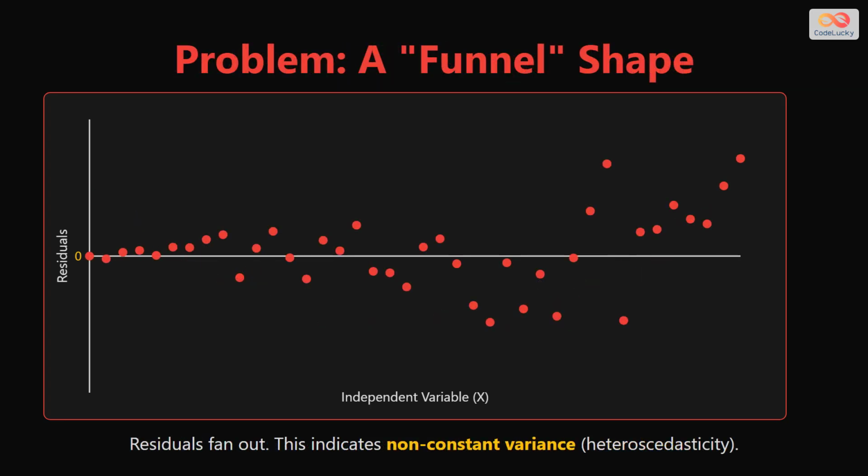Another common problem pattern is a funnel or cone shape, where the residuals get larger or smaller as the value on the x-axis changes. This pattern is called heteroscedasticity. It means the variance of the errors is not constant, and the model's predictive accuracy changes for different values of your input variable.